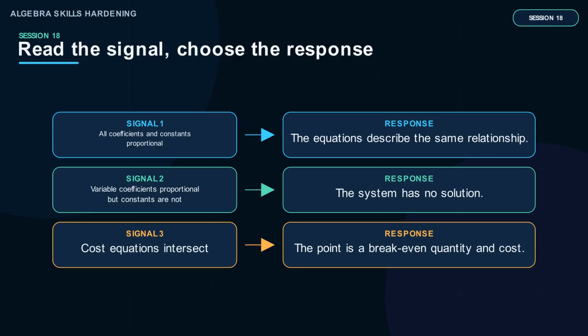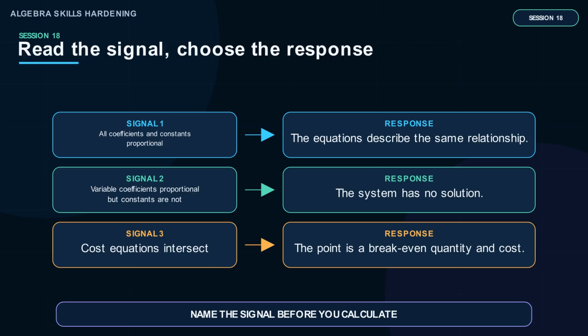Signal 3 is cost equations intersect. Remember, the point is a break-even quantity and cost. This separates plausible from valid answers. If you cannot name the signal, slow down. Deliberate classification is faster than repairing rushed algebra.